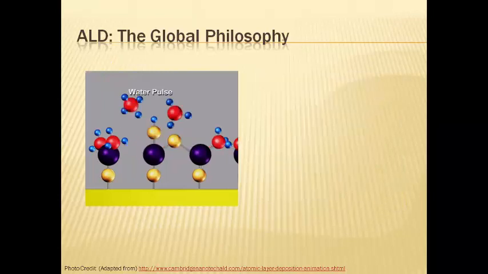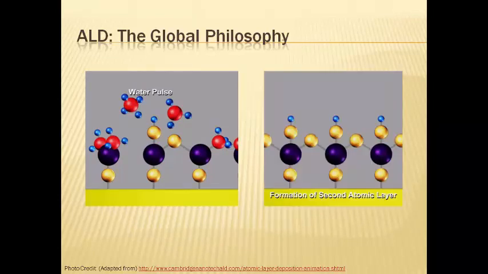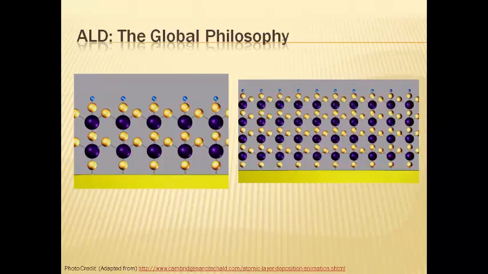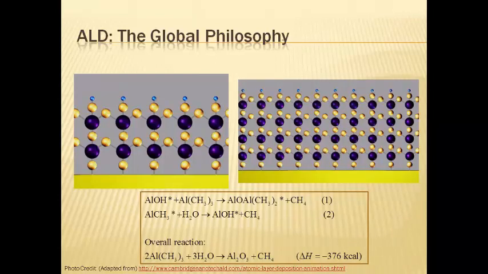Similar reactions continue to occur till all aluminium methyl bonds are replaced by aluminium oxygen bonds. Water is then purged. Thus the same steps repeat and layers of aluminium oxide continue to form. The box shows the surface reactions in equation form. The overall reaction is also given.